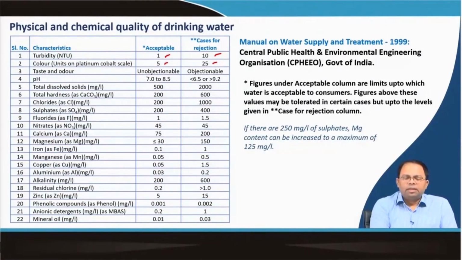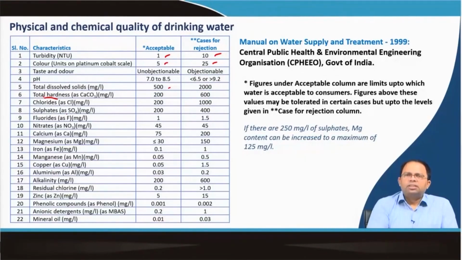Taste and odor, there has to be no objection in regards to that, and similarly pH values 7 to 8.5 is acceptable, whereas lesser than 6.5 or higher than 9.2 is not acceptable at all. Total dissolved solids maximum 500 milligrams per liter acceptable, and 2000 is the maximum limit in any other case, and so on. So, we have total hardness.